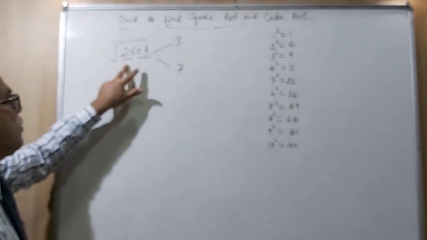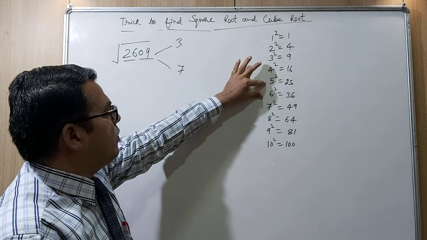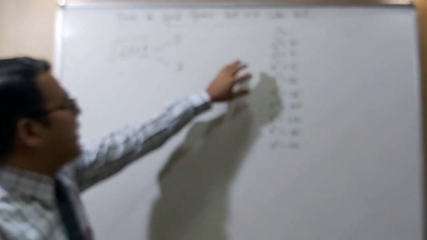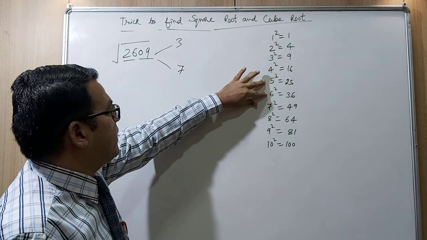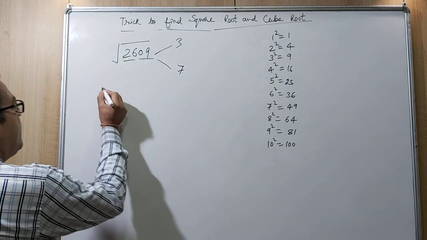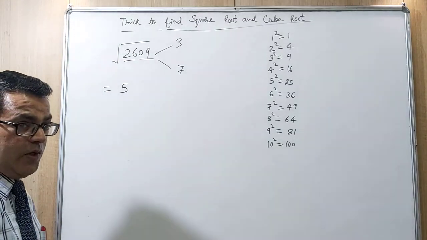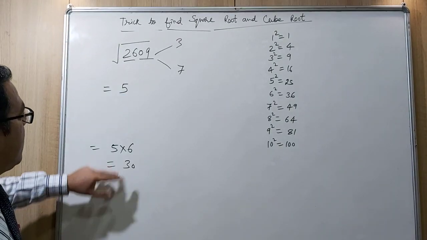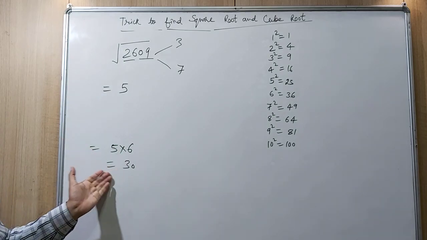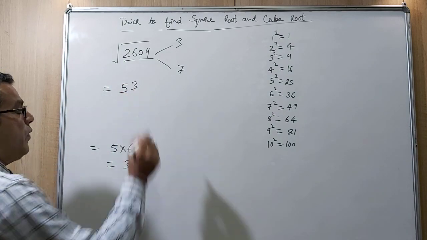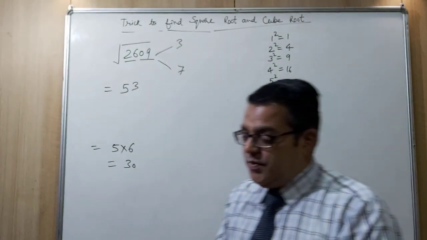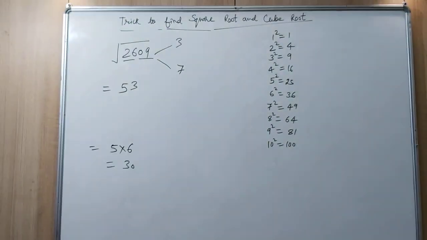Now the second group is 26. So we know that 26 comes between the square of 5 and 6. So we need to take the lesser value, that is 5. So the first digit will be 5. We are sure about it. Now what is the second? So 5 into the successor of 5, 6, 30. Compare 26 with 30. So 26 is less than 30. So we can take the lesser value, that is 1. So 51. Square root of 2601 is 51. Hope you understand.